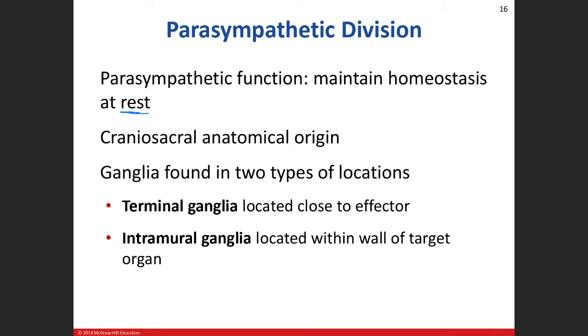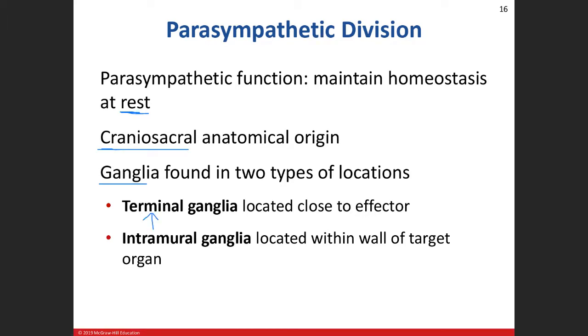So we already talked about where the preganglionic neurons originate from, off the brainstem and in the spinal cord. But I want to talk about the two types of ganglia. The first one is the terminal ganglia, because remember what I said. In the parasympathetic division, you are going to have the autonomic ganglia either close to the effector organ or actually within the effector organ. If it's close, then we refer to that as a terminal ganglia.